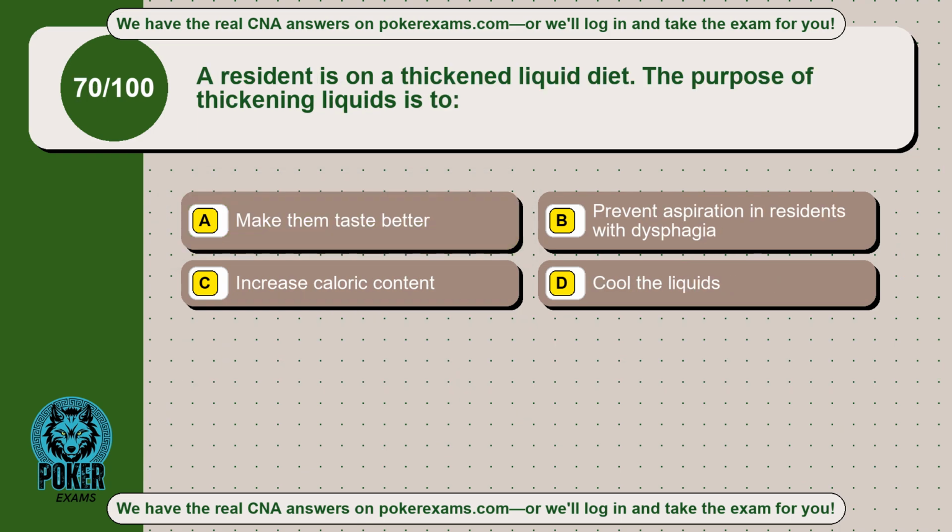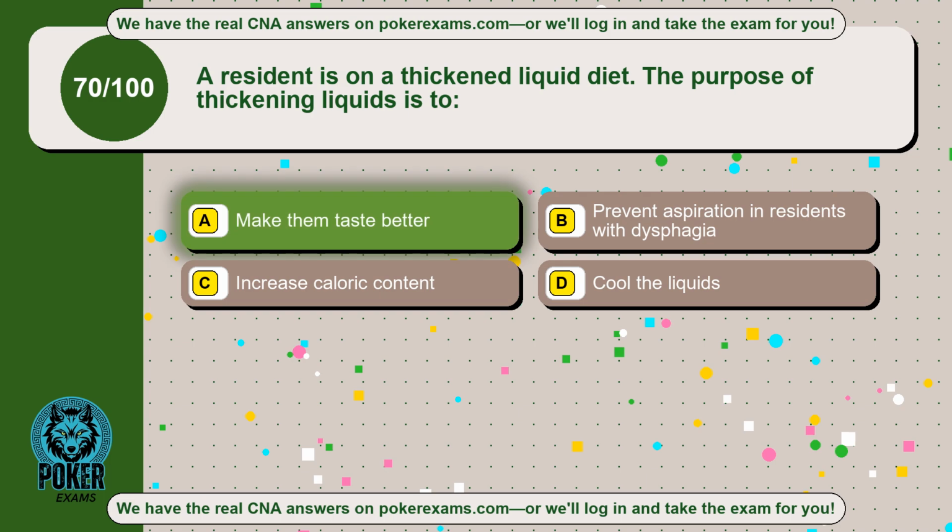Question 70. A resident is on a thickened liquid diet. The purpose of thickening liquids is to: Option A, make them taste better. Option B, prevent aspiration in residents with dysphagia. Option C, increase caloric content. Option D, cool the liquids.